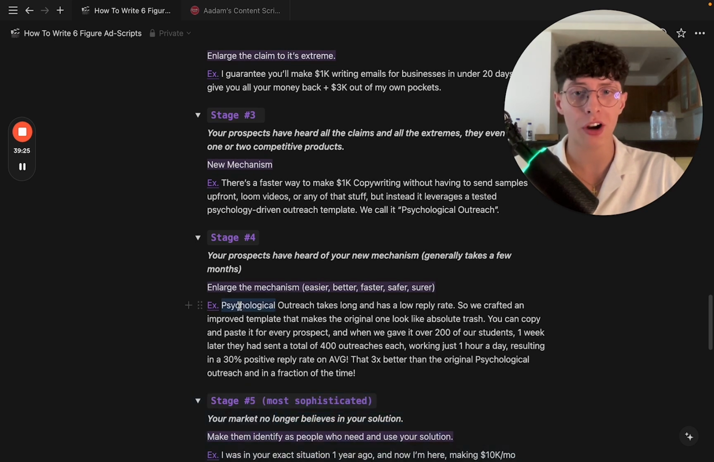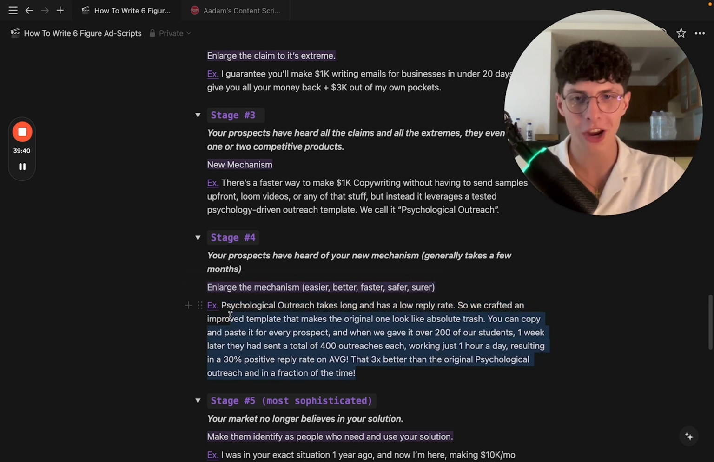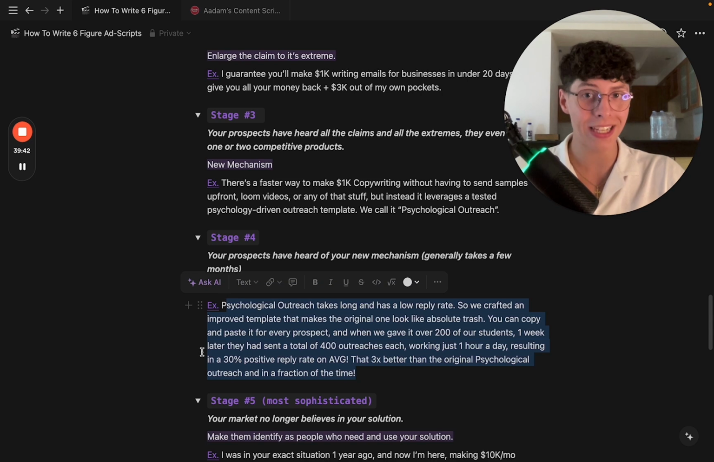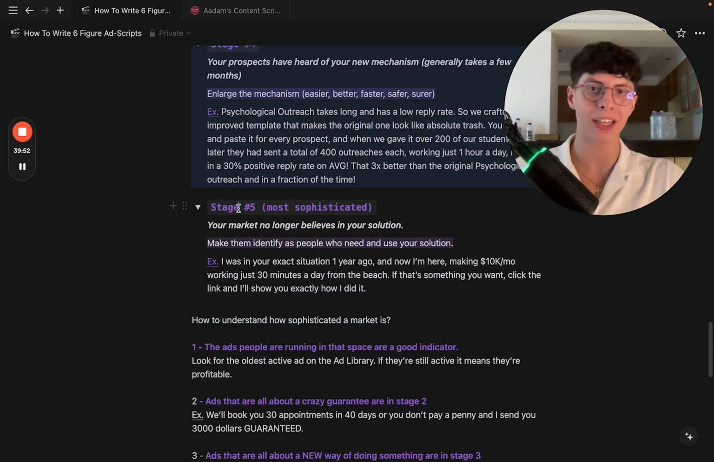So for example here, once we get to the psychological outreach, we get to its max, we get to its extreme, it's faster, it's easier. Now, at one point, after a few months, people are going to realize it's not enough, it's not new enough for them. So what do you need here again at stage 4? A new mechanism. So from stage 4, you go back to stage 3 with a new mechanism. So these can go on for quite some time before we get into stage 5.